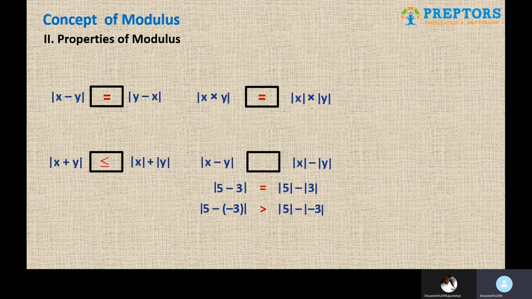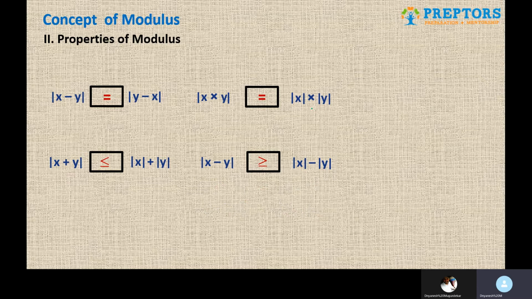Minus of minus 3 is plus 3. 5 plus 3 is 8. 8 is definitely greater than 2. So mod of x minus y is greater than or equal to mod x minus mod y. So these are the 4 properties of modulus that you can remember and directly use these conclusions whenever it is required.